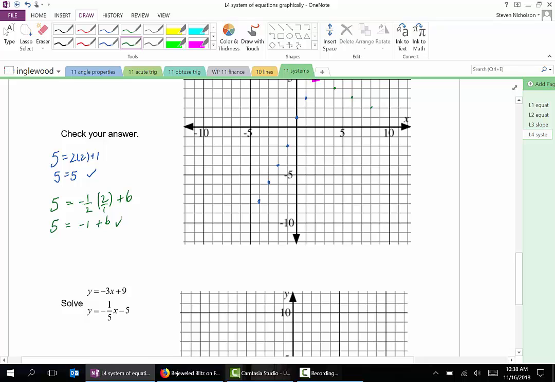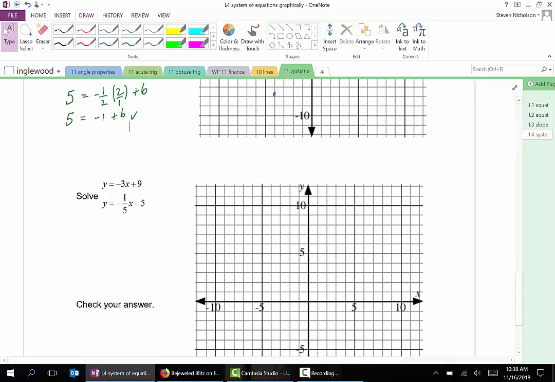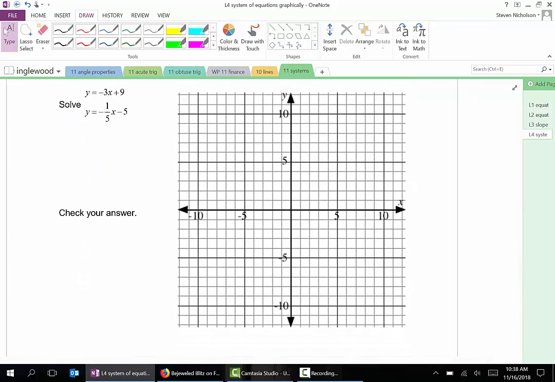So again, if we know how to graph lines from grade 10, solving a system becomes easy. And in fact, solving a system of inequalities is almost as easy.